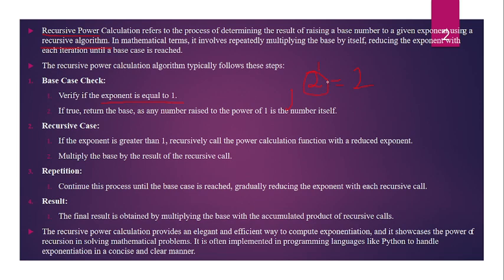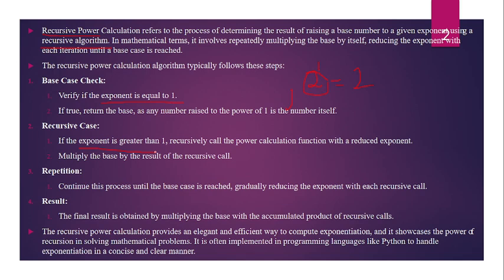But in most cases the exponent value is not 1, because if the exponent value is 1, then that doesn't serve the purpose. 2 to the power 1 is 2 only. You are going to find the power of a number when there is an exponent value other than 1, like 2 to the power 2, 2 to the power 3, 2 to the power 25. So the second thing you do, in the recursive case, is check if the exponent value is greater than 1.